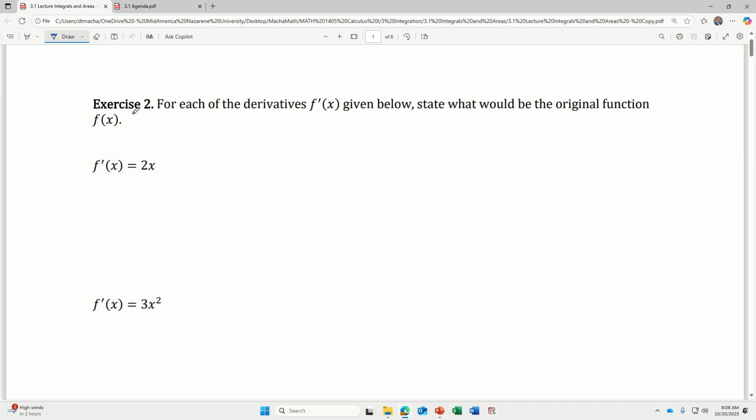For each of the derivatives given below, state what would be the original function. So if my derivative is 2x, what would be the original function? X squared. Very good. If my derivative is 3x squared, what would be the original function? X cubed. Yeah, it'd be x cubed.